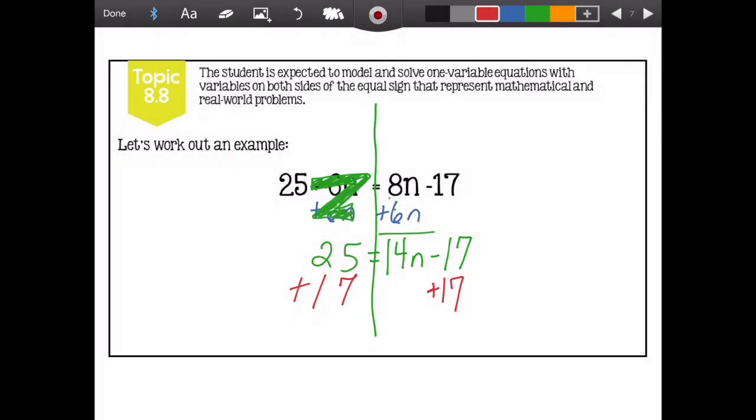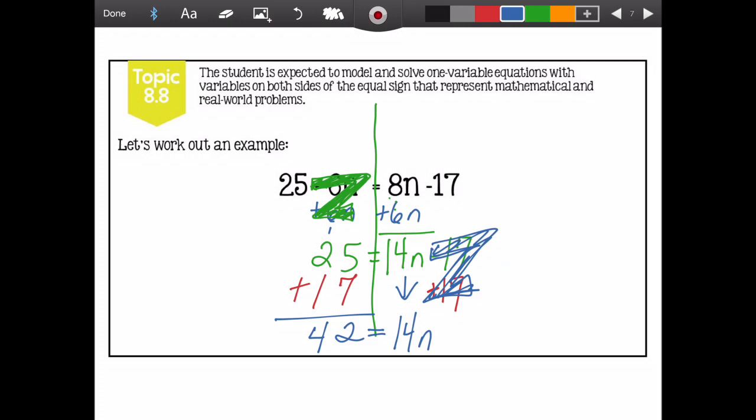All right. So again, then this creates that zero pair. All right, we have that big Z there. All right, and then 25 plus 17, that's 42, and I get 42 is equal to 14n. And again, I just brought that down.